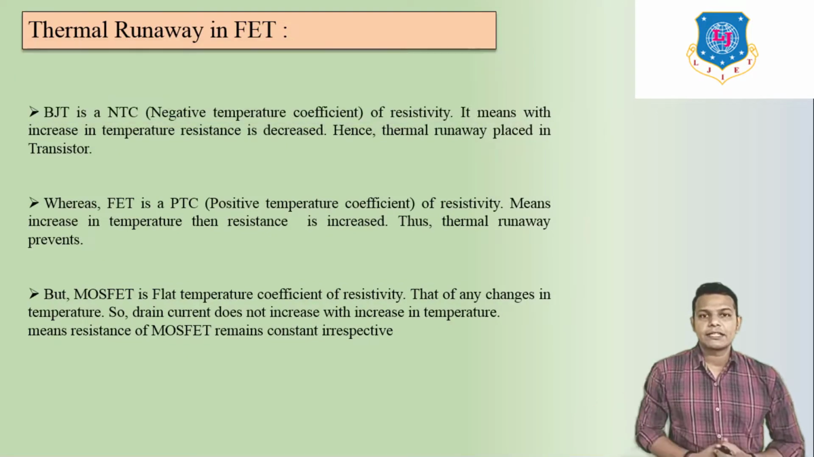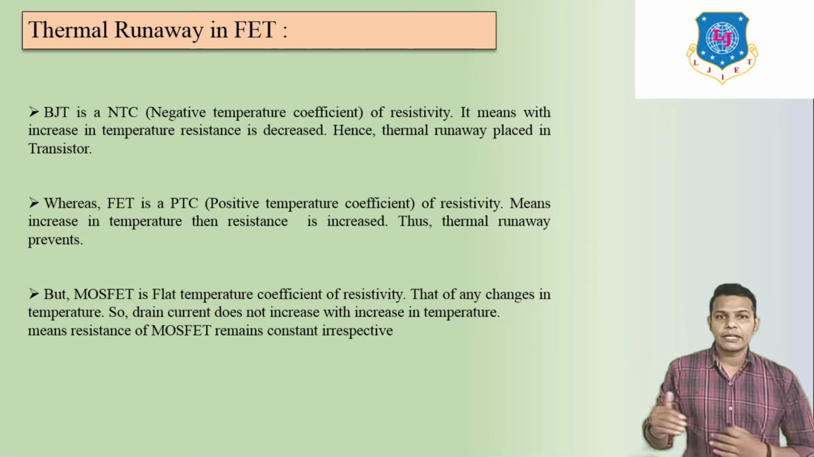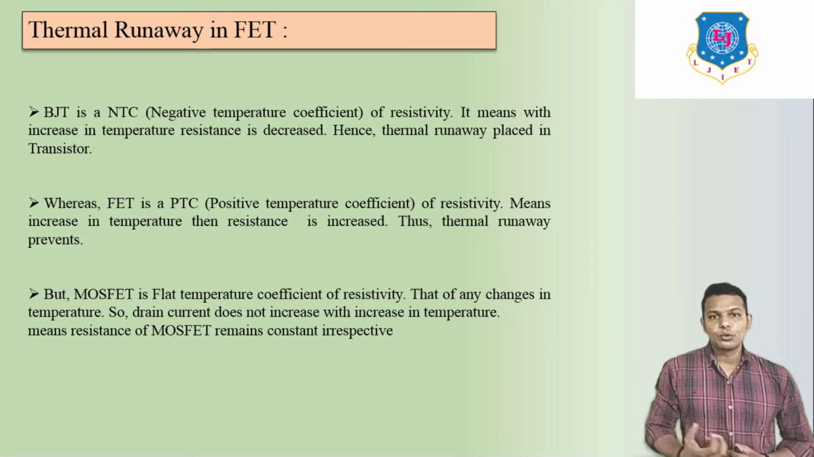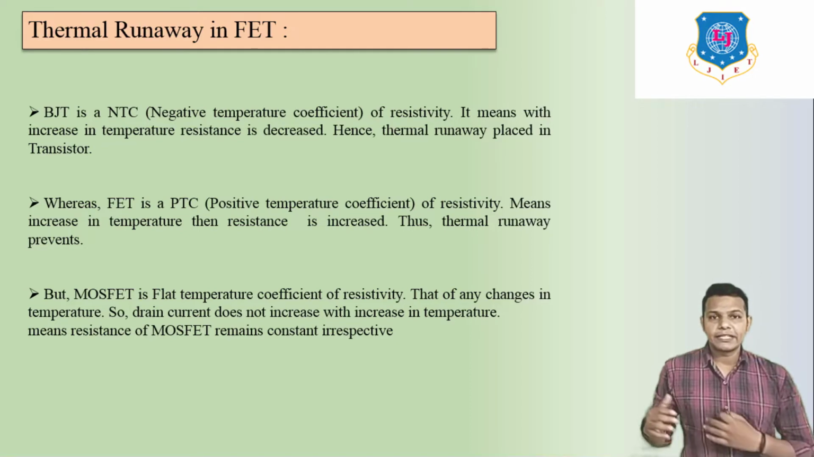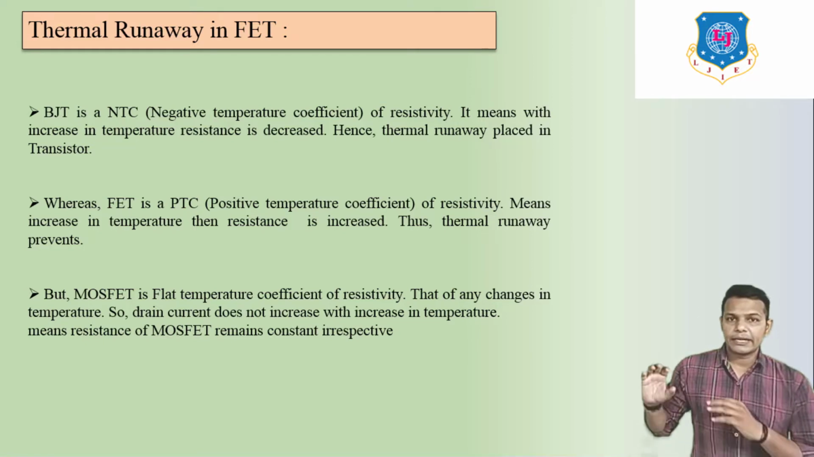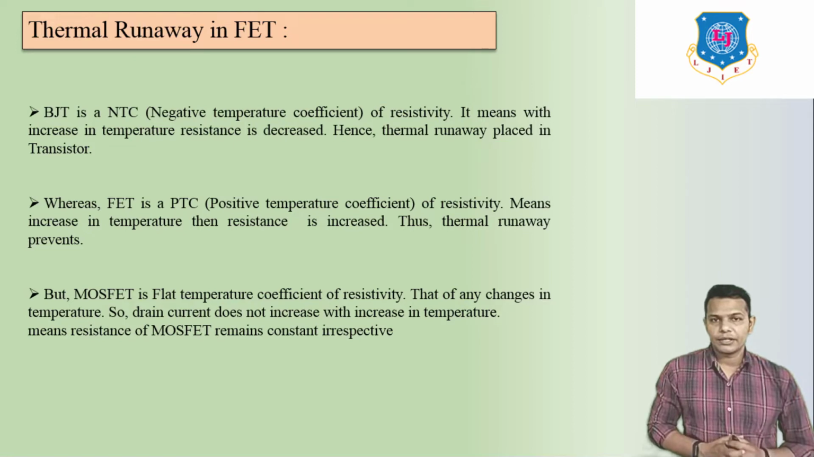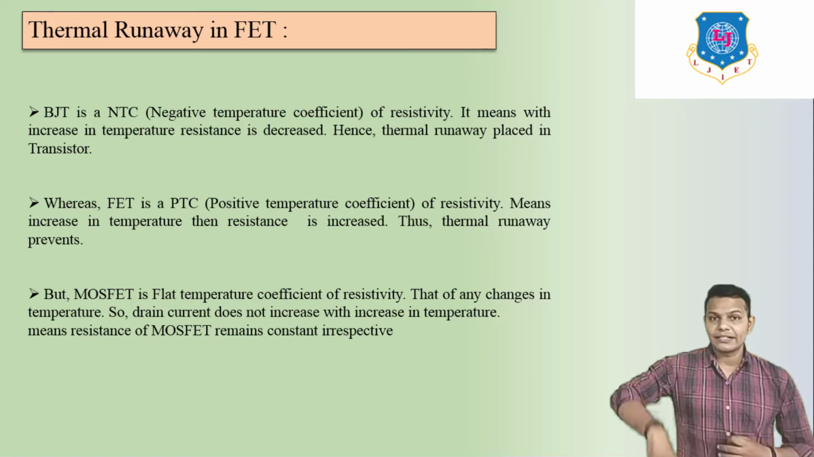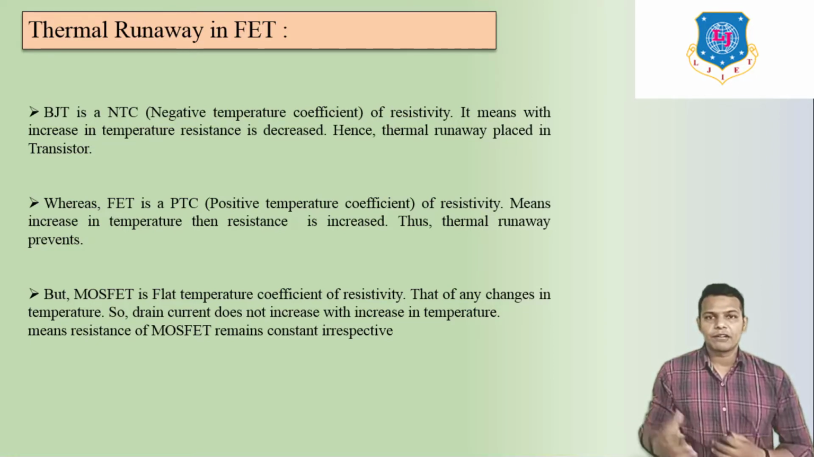So here we can see the thermal runaway. There is thermal runaway in BJT due to NTC, because BJT is NTC. NTC means negative temperature coefficient of resistivity. That means with an increase in temperature, resistance is decreased. If resistance is decreased, the temperature continuously keeps increasing. So thermal runaway takes place in this transistor.